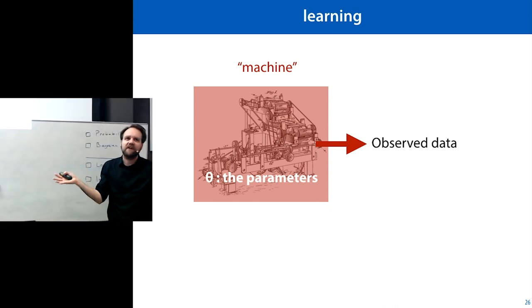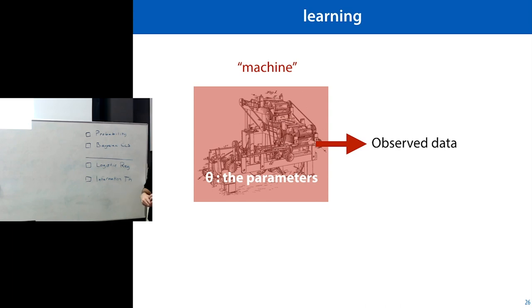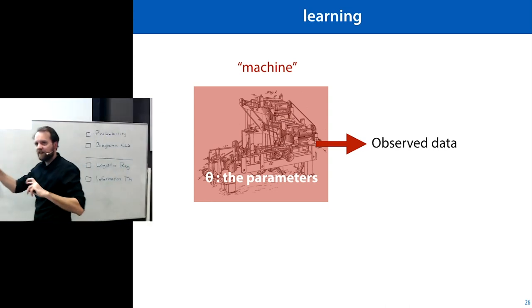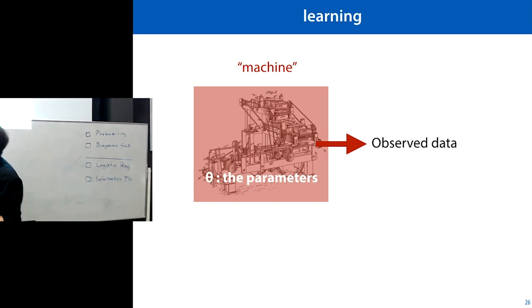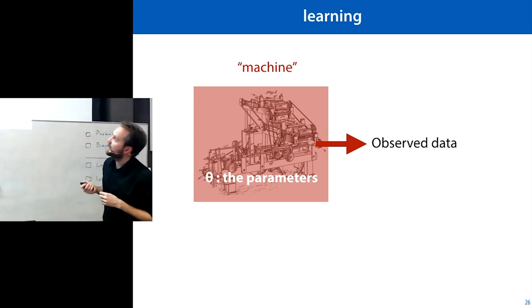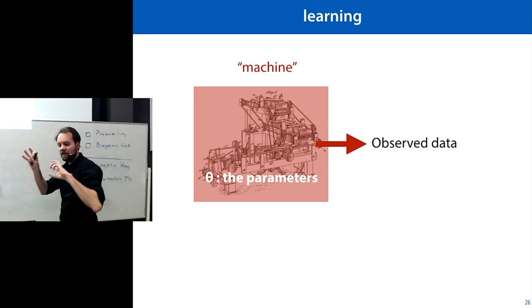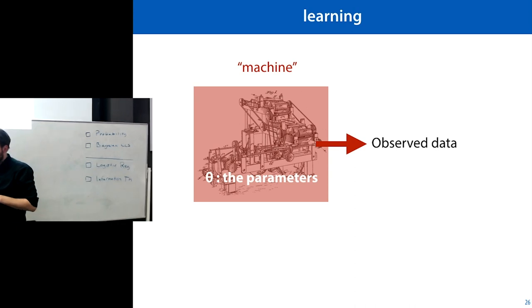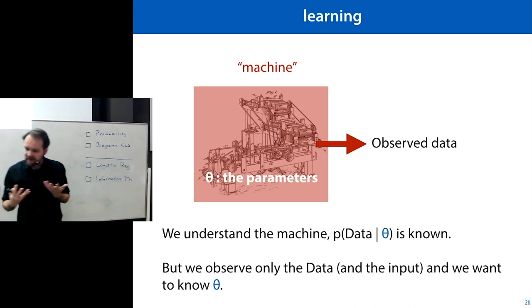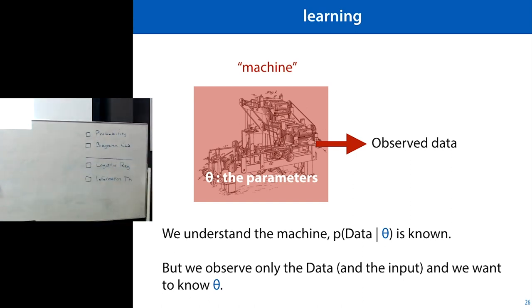The world, the thing that generates our data, we can think of as a machine, in that we know exactly how it works mechanically, and we know exactly what probabilities it generates over the observed data. But the machine has certain parameters. It has certain dials and knobs that we can set to different things, and depending on how we set the dials and knobs, we get different probabilities over the observed data. Because we understand the machine, if we know how the dials and knobs are set, we know the probabilities of the observed data. So P of data given theta, data given the parameters, is known.